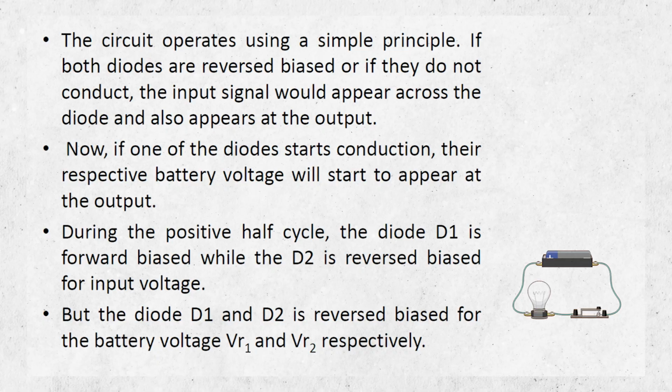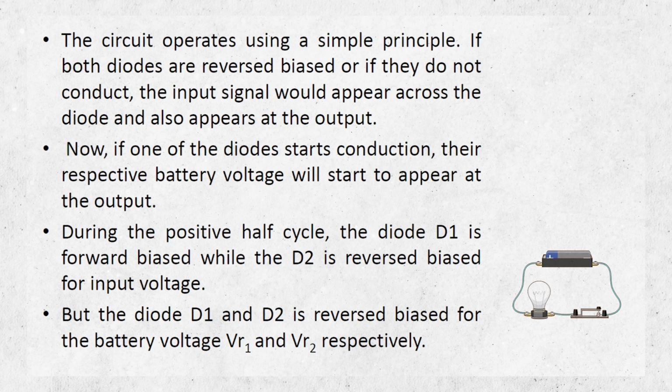Now, let us discuss the working of dual clippers, or the combination clippers, in more detail. The circuit operates using a simple principle. If both diodes are reverse biased, or if they do not conduct, the input signal would appear across the diode and also appears at the output. Now, if one of the diodes starts conduction, the respective battery voltage will start to appear at the output.